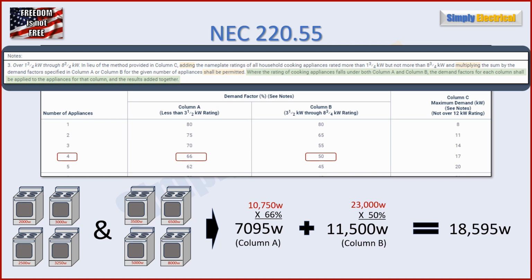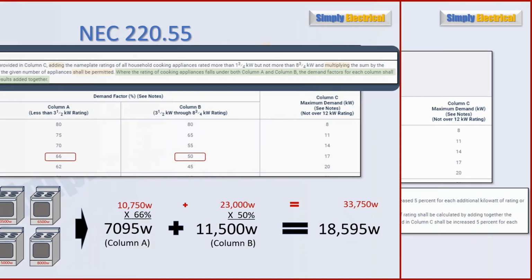Now you can see how if we had just added the range values straight up, we get a much higher total value, 33,750 watts. So once again, it's evident what a major effect the demand factors have on the result. Therefore, it's very important to do these calcs correctly, especially for an exam. That about does it for the typical scenarios. Now let's look at some less usual situations.